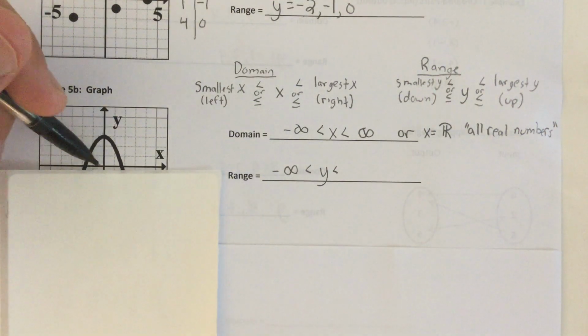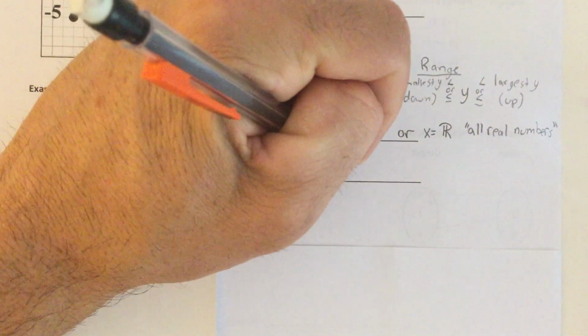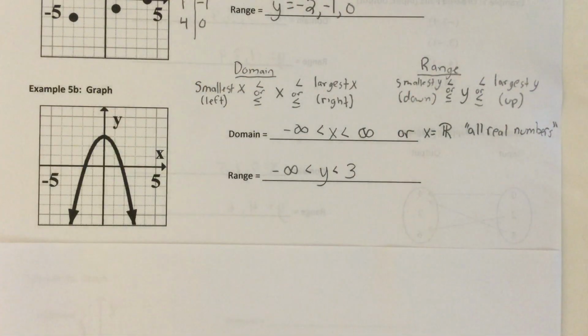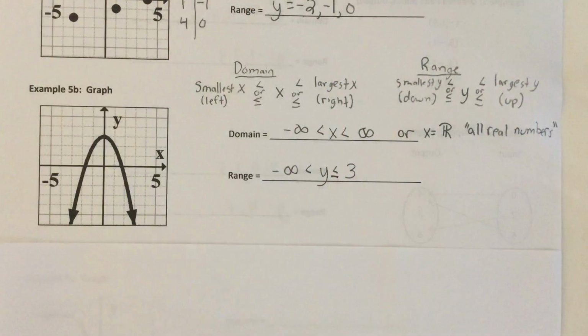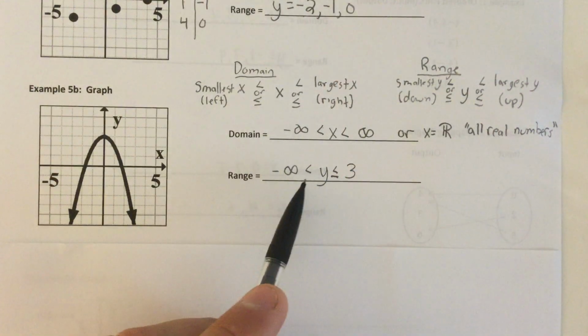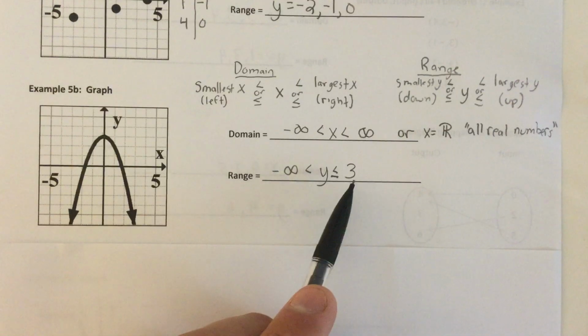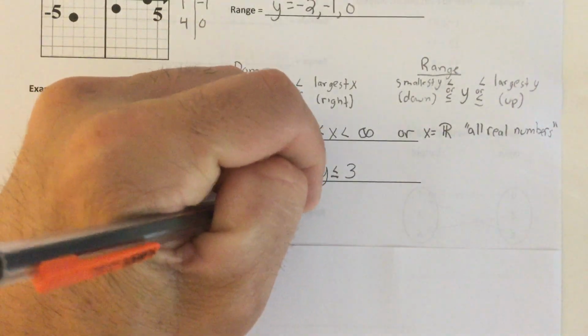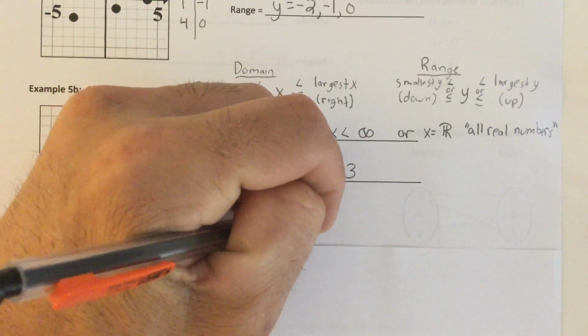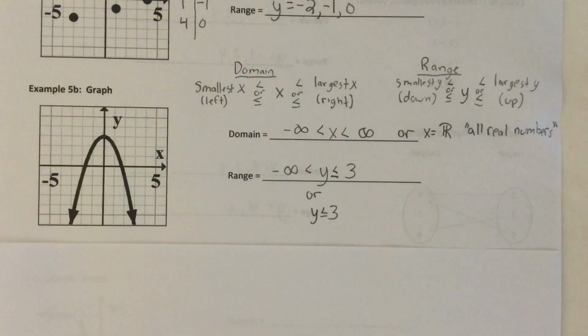So that is the y value of 1, 2, 3. So the largest y value on this entire graph is 3. And since it actually does touch 3 there, I put an equal to. So this is saying every number between negative infinity up to and including 3. You could also just write it like this if you wanted to: y is less than or equal to 3. Those are both the same thing.